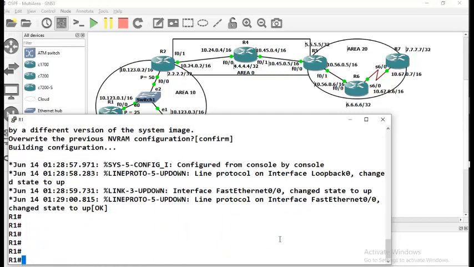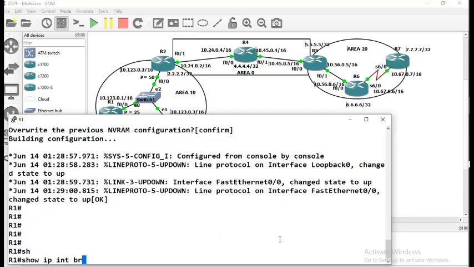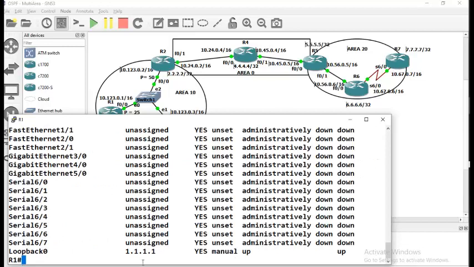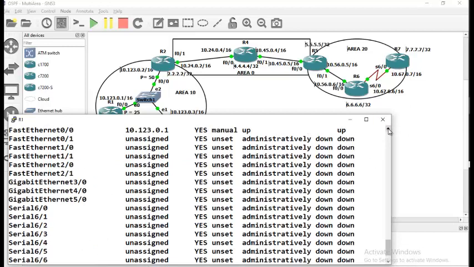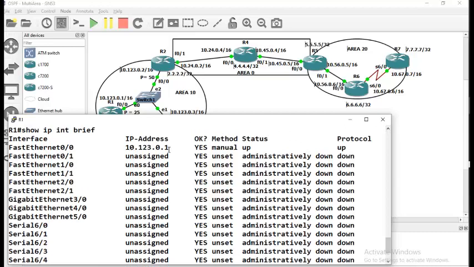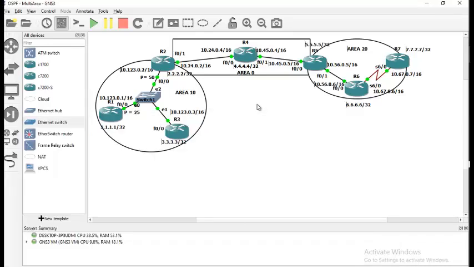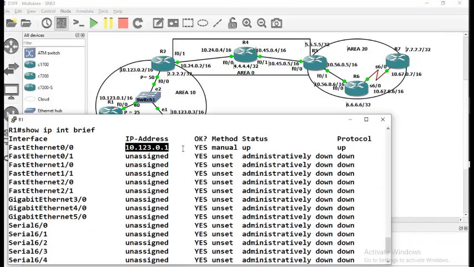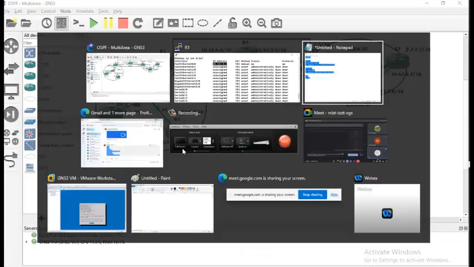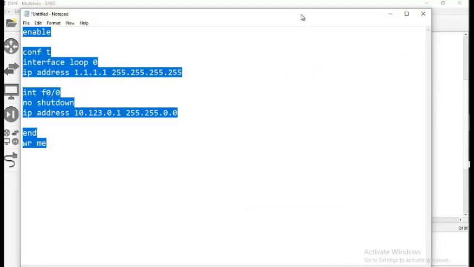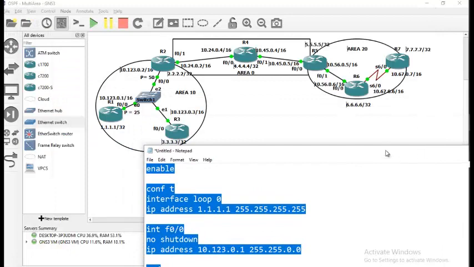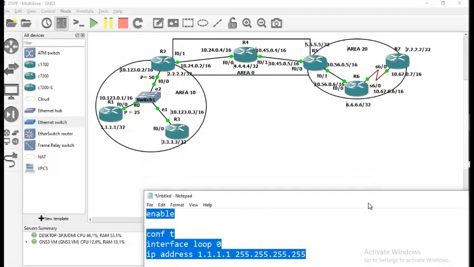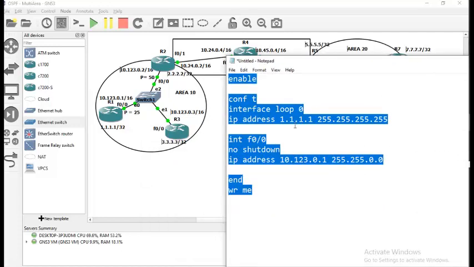Then, nice. Verification: show ip interface brief. It shows that you got 1.1.1.1 on the loopback and 10.123.0.1 on the physical. That's right. So I'll use your template and configure router 3. Router 3 also needs just the same two IP addresses.